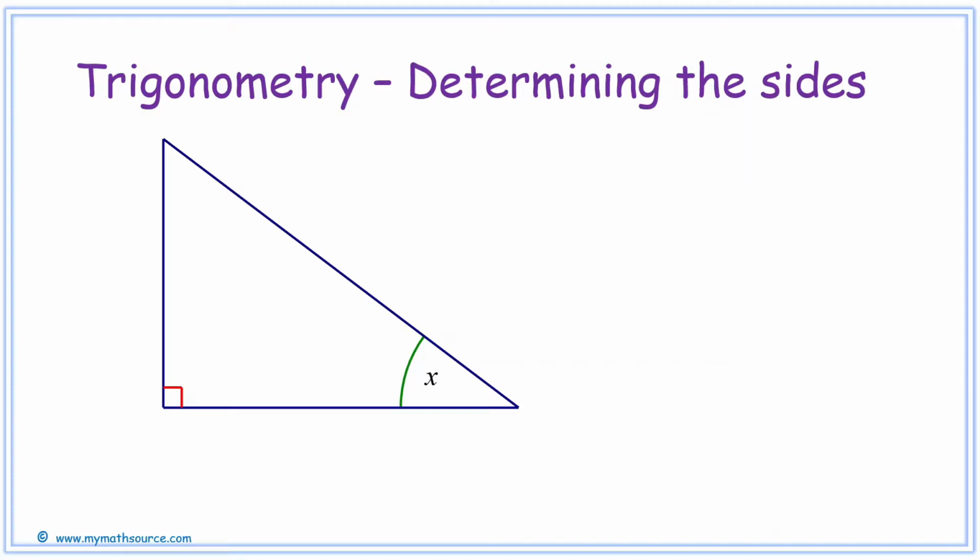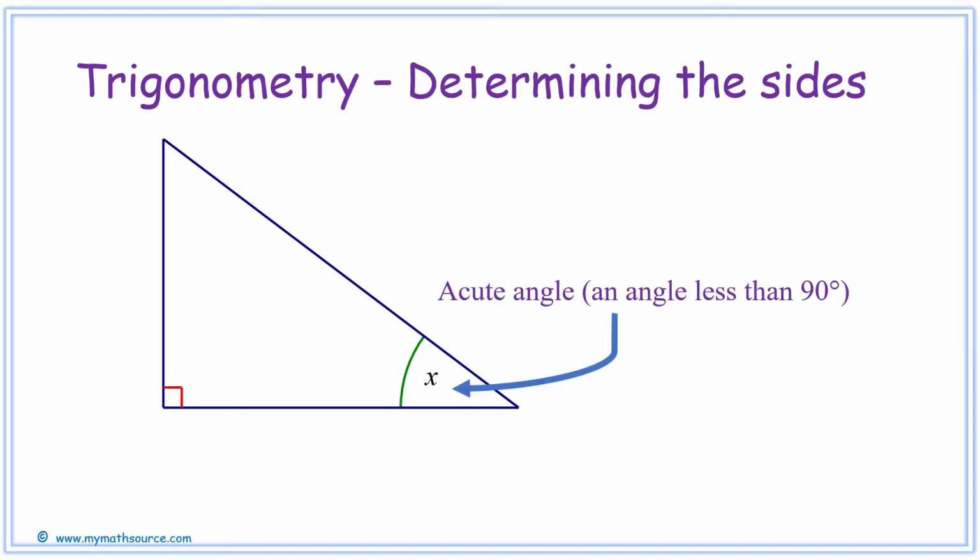Alright, in this video we're going to look at right angle trigonometry. Now the first part of right angle trigonometry is to be able to determine the sides of the right triangle. To determine two of the sides of the right triangle, we need to use what's called the acute angle. And remember, an acute angle is an angle that is less than 90 degrees.